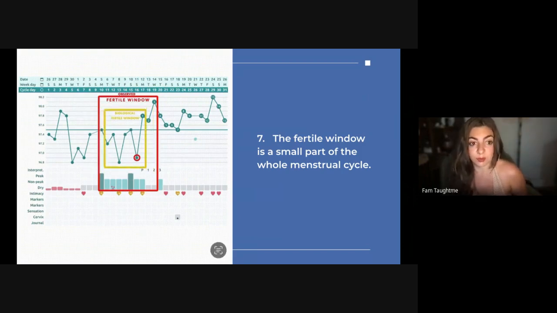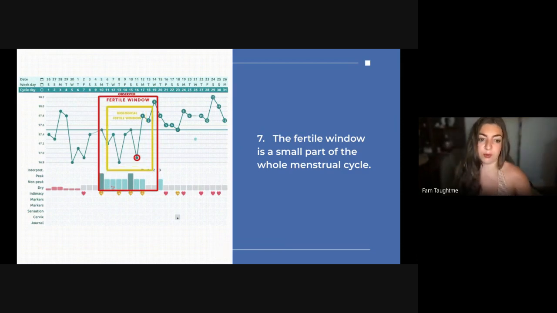And the reason why the fertile window has buffers is to make sure to account for this process. So by following the rules of the method, you always have a window that is slightly larger than the biological window, and that's why 100% of the time it works for contraception if you're following the rules.